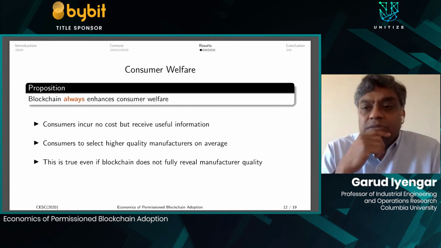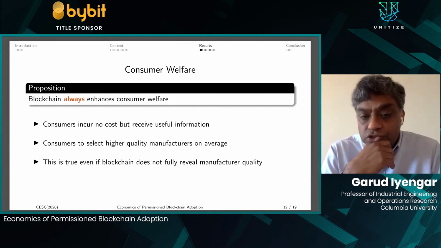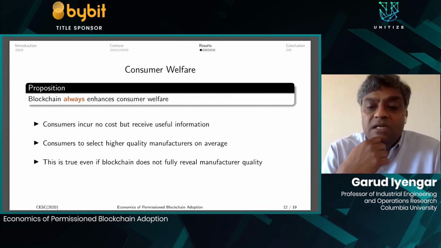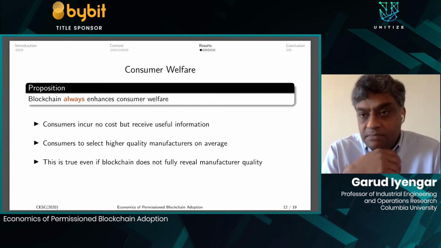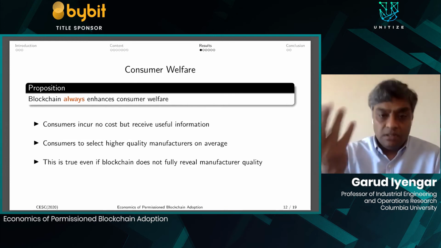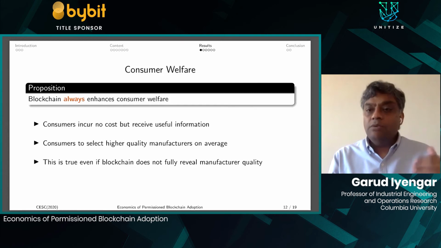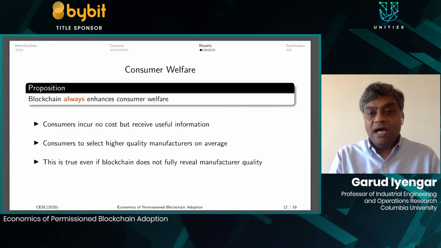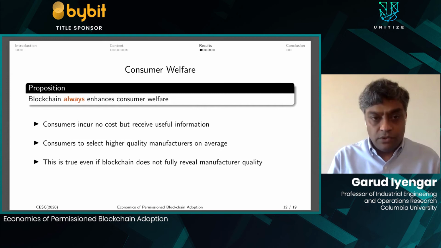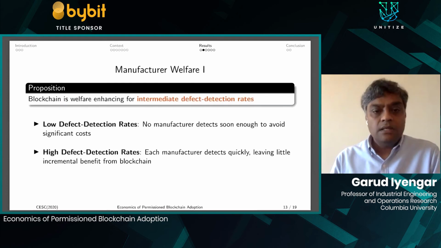The consumer welfare enhancement result is true even if the blockchains do not fully reveal manufacturer quality. Even if it just improves the quality signal, welfare goes up. So here there are no ifs and buts. Consumers always benefit. Now we want to understand what happens at the manufacturer level, because those are the guys that have to decide whether to adopt the blockchain. Consumers cannot do anything about it. They might love that manufacturers go onto a blockchain, but they can't make that decision for them, right?